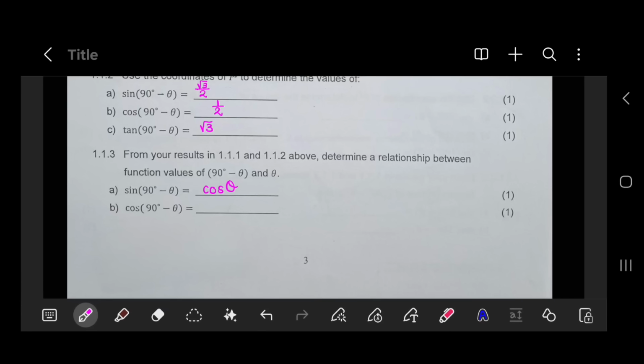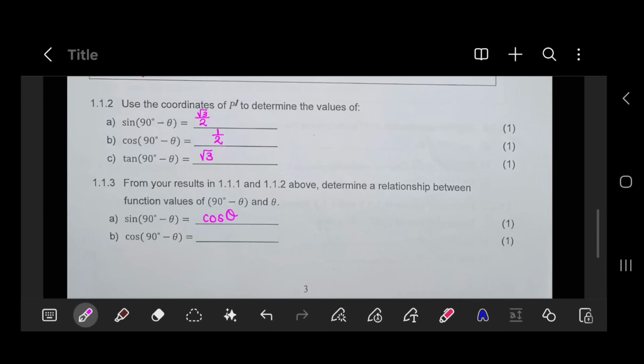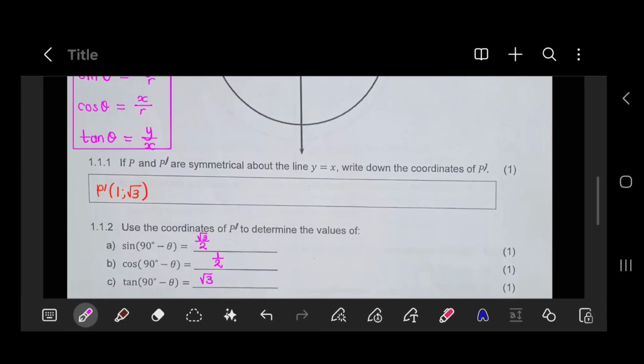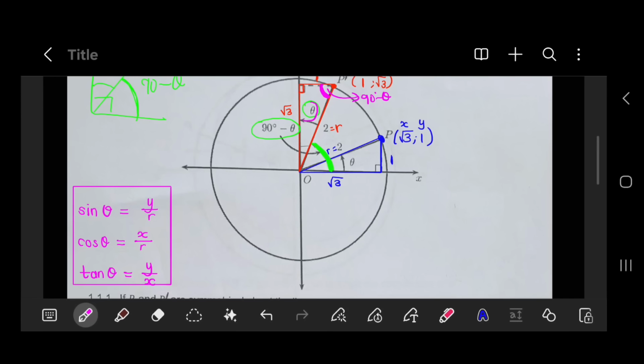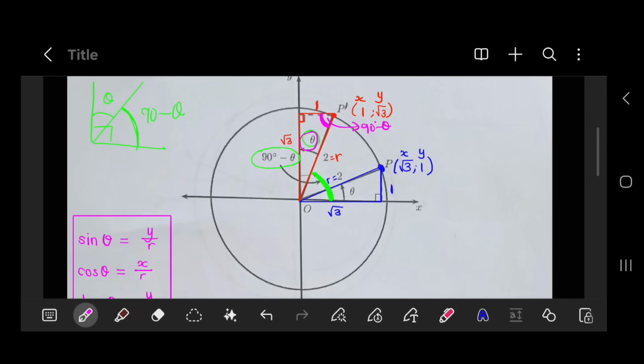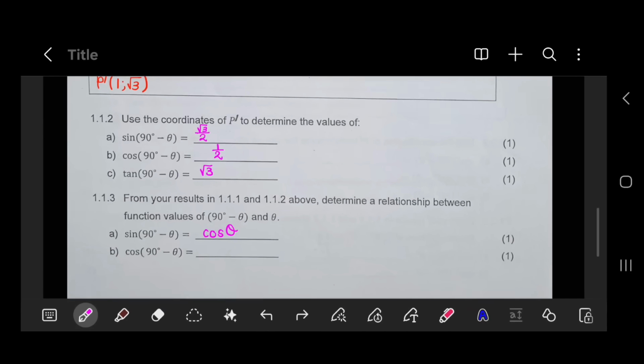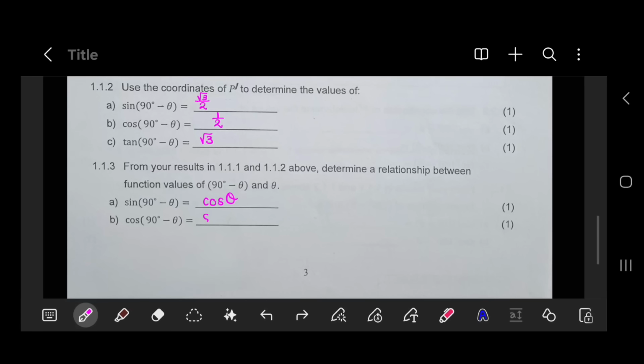Next, we need to know what cos 90 minus theta is going to equal. So based on our answer, we had a half. But if we work with theta instead, we can still get a half if in terms of theta we use opposite over hypotenuse. And opposite over hypotenuse is sine. So we know that cos of 90 minus theta is equal to sine theta.